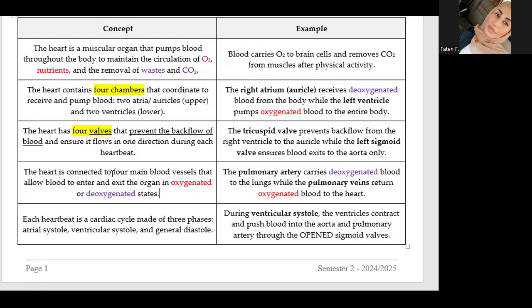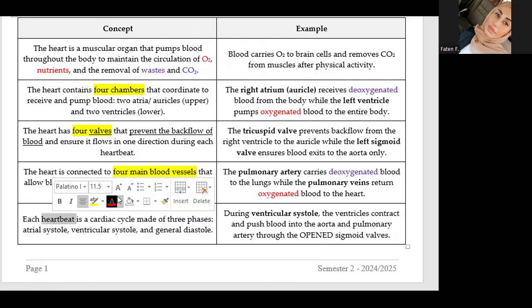The heart is connected to four main blood vessels. We have the arteries, the pulmonary artery and the aorta. They take the blood from the heart toward another place, like the pulmonary artery takes the blood from the heart to the lungs, while the veins, the vena cava and the pulmonary vein, bring the blood towards the heart.